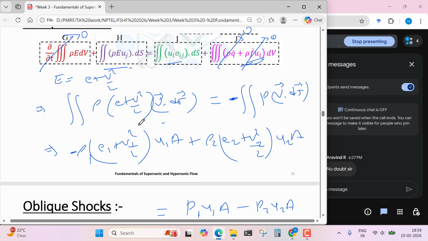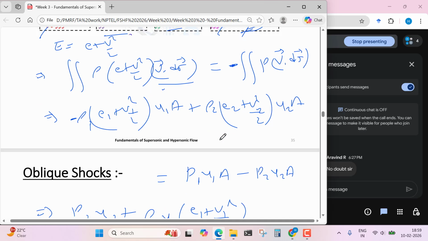Now we will expand this for our control volume. So V · dS we are taking only for two surfaces, because only for those two surfaces it is non-zero. So we'll get minus ρ1 (E1 + V1²/2) U1 A plus ρ2 (E2 + V2²/2) U2 A equal to, on the right hand side, V · dS also for only two surfaces, we'll get P1 U1 A minus P2 U2 A.